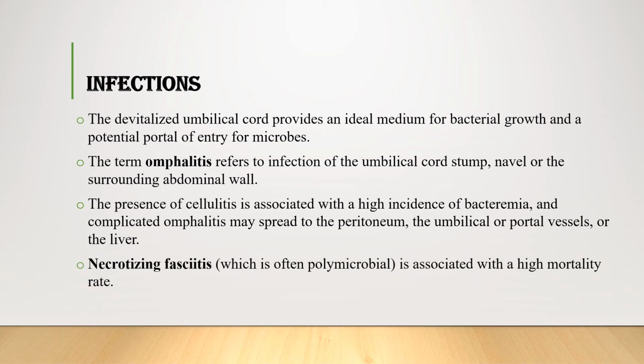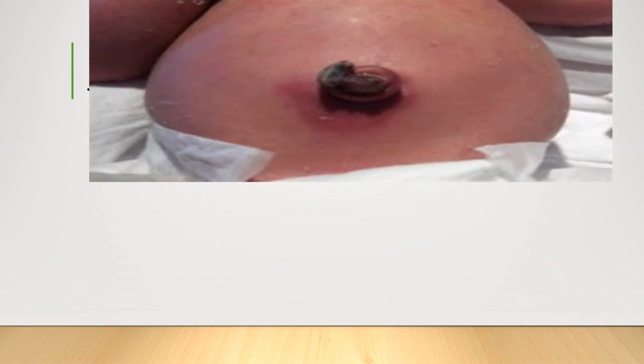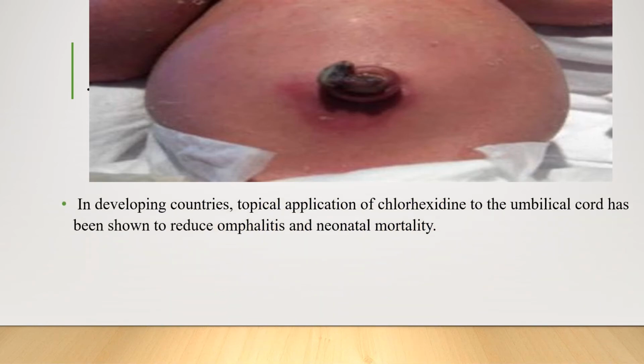Necrotizing fasciitis, which is most of the time polymicrobial in etiology, is associated with high mortality rate. This is an image of omphalitis. There is a red erythematous area around the umbilical cord with discharge, crusted, dried discharge of the umbilical cord.